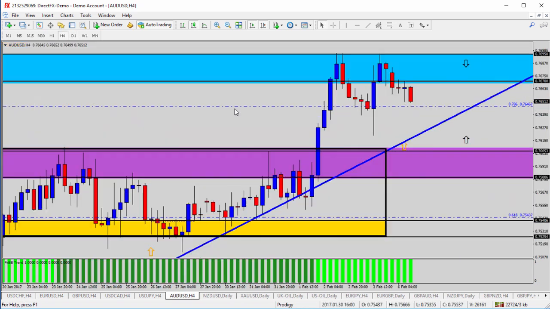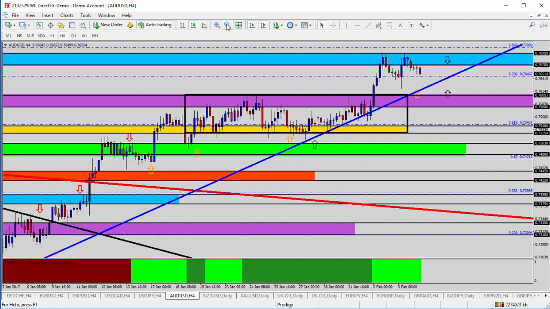4-hour time frame, again, remember the Forex Black Book trend bar is green. The blue trend line shows us an uptrend bias. So again, a little bit difficult to go short against the trend, but definitely if you're going to do it, allow it to get as close as possible to the blue shaded area.